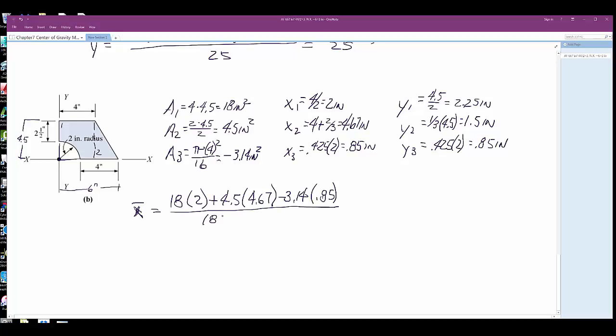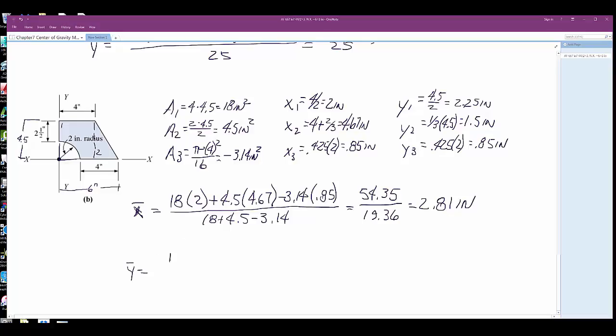So you get 18 plus 4.5 minus 3.14. Do the math on that, and you end up with, on the numerator, 54.35. More importantly, probably on the denominator, you end up with 19.36. You'll need that area down on the next one. Do the math on that, you end up with 2.81 inches for X bar.